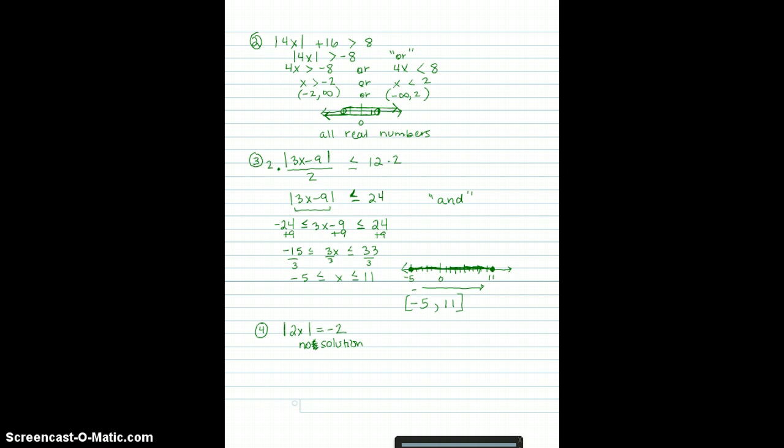Now this can happen when you're solving equations. It could also happen when you're solving inequalities. So you could see this with an inequality as well. So as you're solving your inequalities and your equations, make sure you look for situations that are not actually possible.